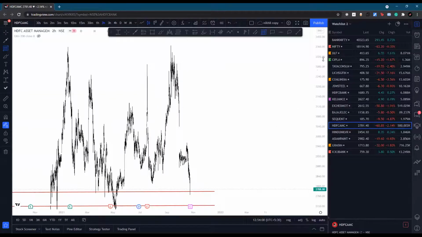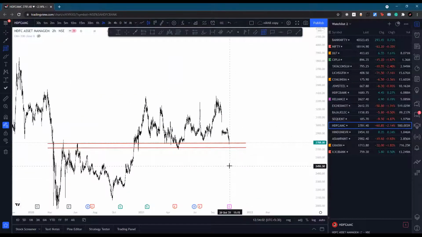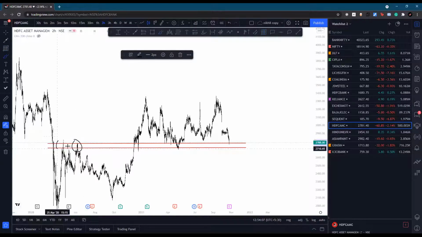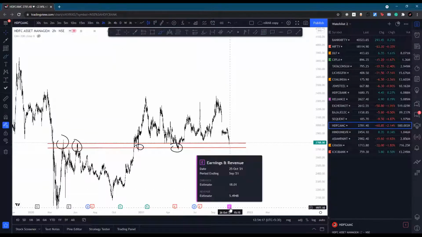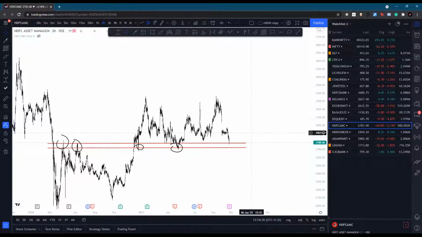HDFC AMC. Okay, HDFC AMC also is taking support on the previous resistance. Okay, whenever it takes support here, it bounces back. Takes support here, bounces back. And on Monday, sorry, 26th of October, we have a result too. So we can expect a good move in HDFC AMC too.